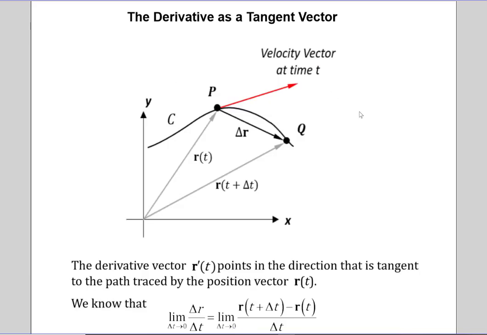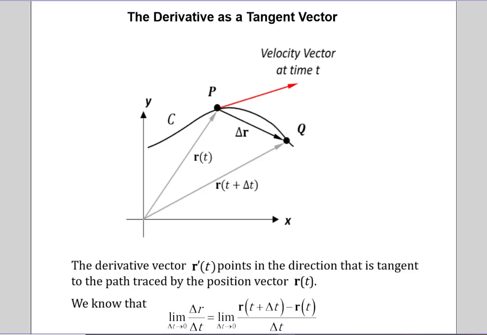So let's jump in. The derivative as a tangent vector. In this graphic, we see that the derivative vector, which is r prime of t, points in the direction that is tangent to the path being traced by the position vector r of t. And here's our position vector. This is our position vector r of t right here. And this is our velocity r prime of t.